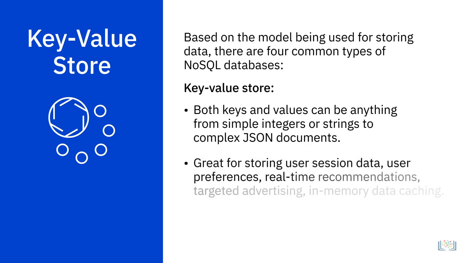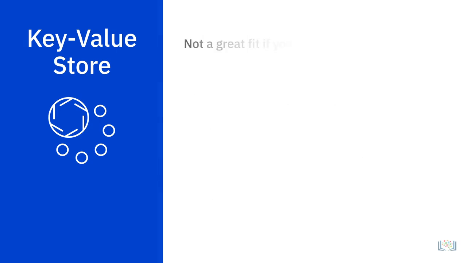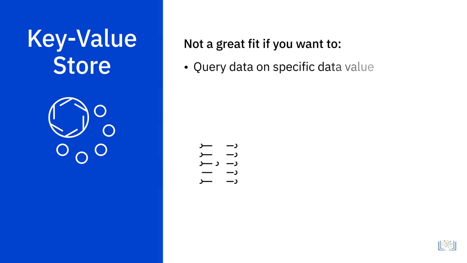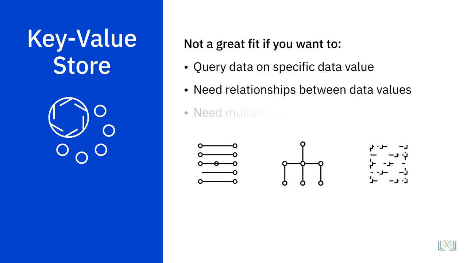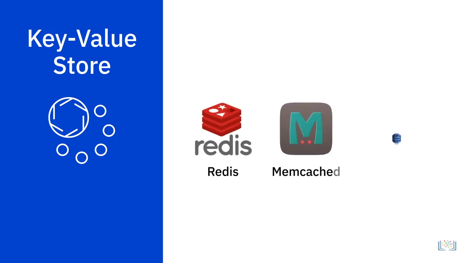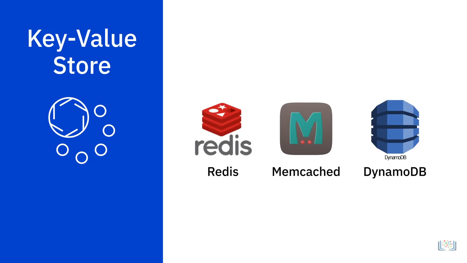Key-value stores are great for storing user session data and user preferences, making real-time recommendations and targeted advertising, and in-memory data caching. However, if you want to be able to query the data on specific data value, need relationships between data values, or need to have multiple unique keys, a key-value store may not be the best fit. Redis, Memcached, and DynamoDB are some well-known examples in this category.